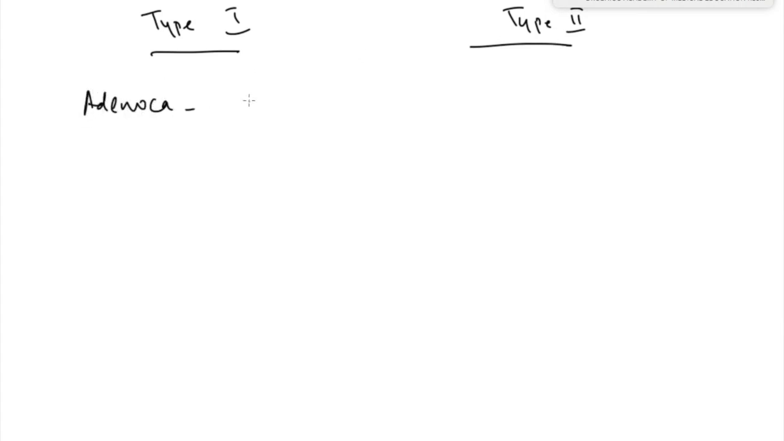Then there is one thing that might be important. We have two types. We call it type 1 endometrial carcinoma and type 2 endometrial carcinoma. So type 1 is nothing but your normal adenocarcinoma grade 1 and 2. Okay, fine.